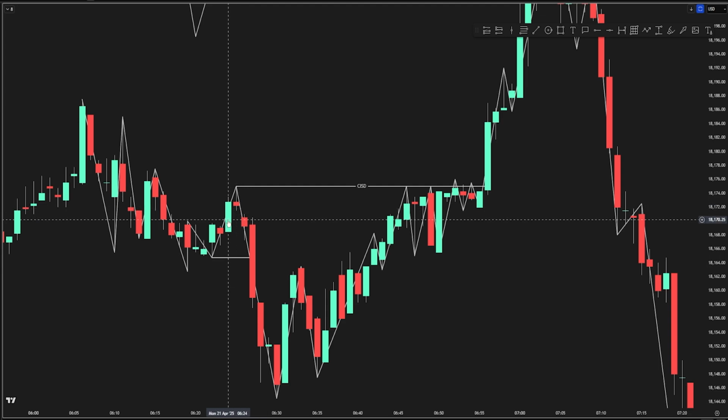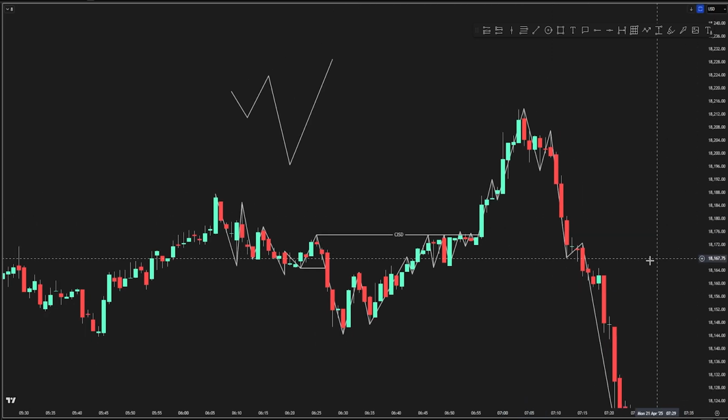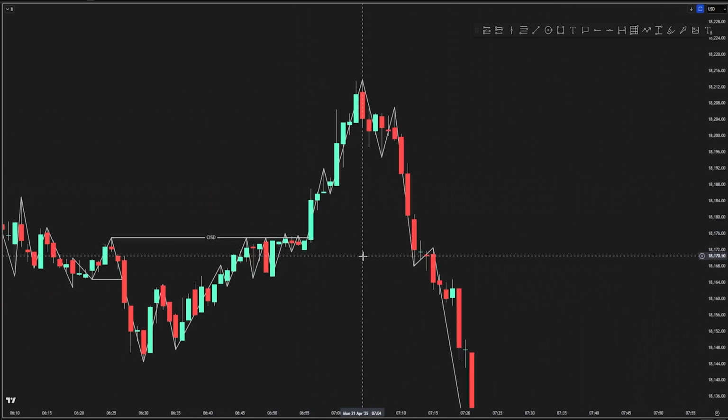We're not going to be using the actual breaker block. A lot of times, yes, it will come back and retap that. But a lot of times it actually won't come back. So cool. Let's go one more example and then we'll jump into the rest.